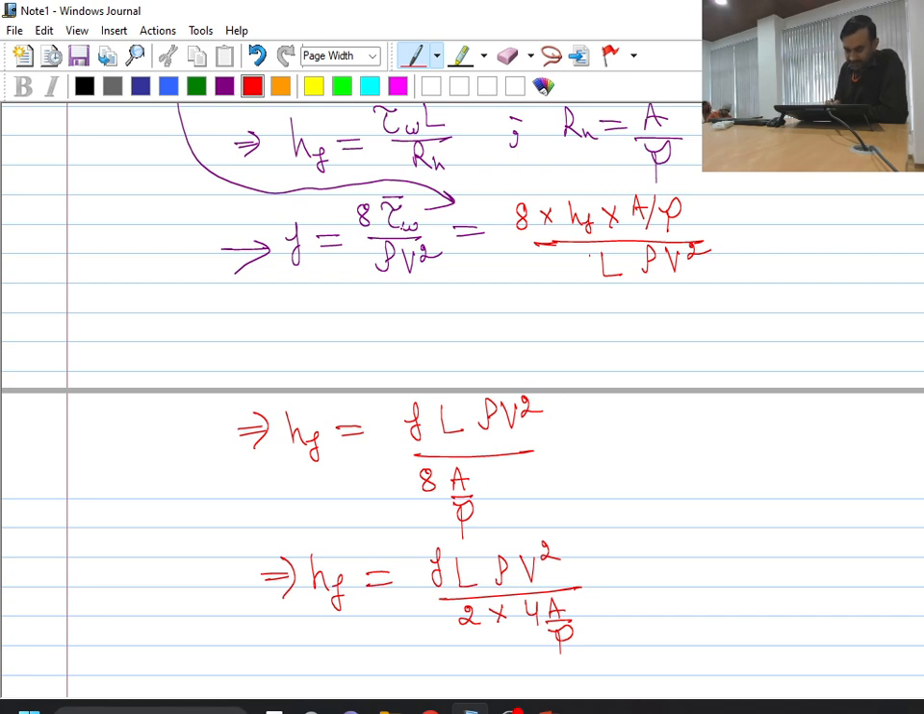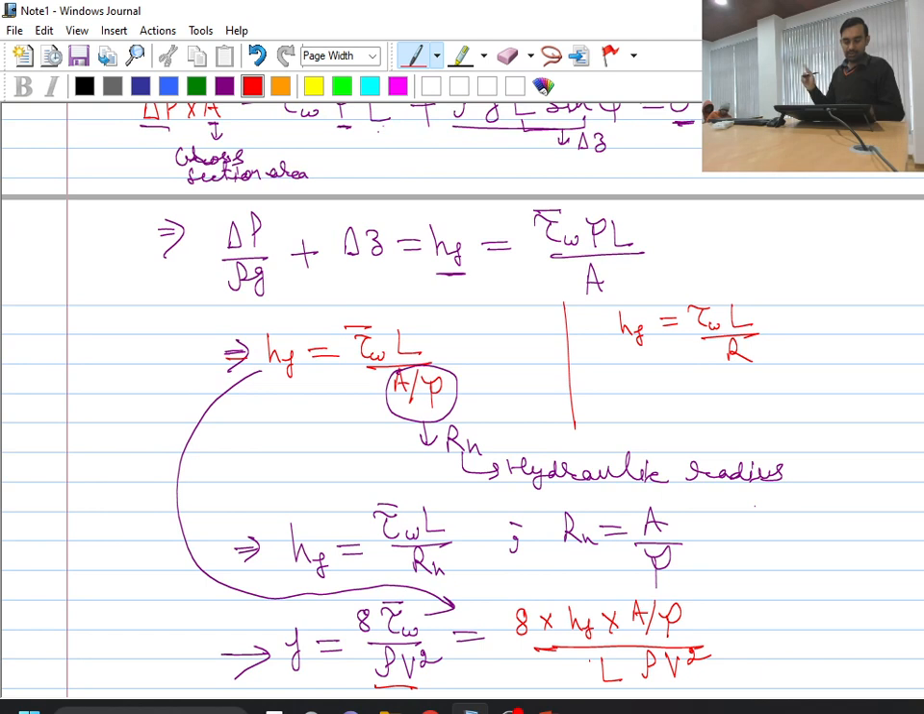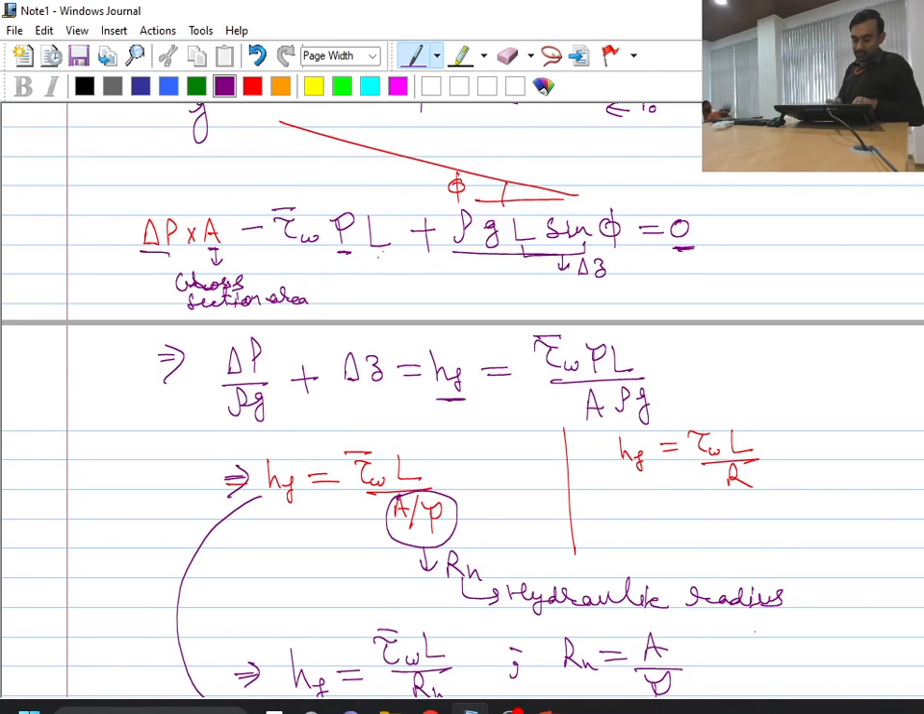Is this dimensionally correct? Yes, wall shear stress has the dimension of pressure, and this is also pressure. So where have we made a mistake? Oh yes, understood. When I divided this by rho g, I must have one rho g in the denominator. Please make this correction. While I calculated this, I divided by area as well as by rho g, but I forgot to do the rho g division on the right hand side.